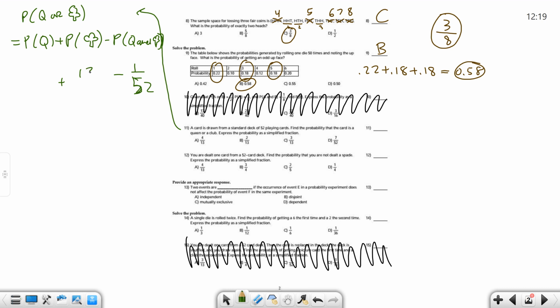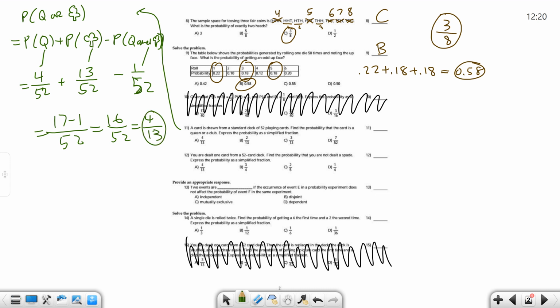And then the probability of a club was 13 out of 52, and the probability of a queen was 4 out of 52, right? There were 4 queens, there were 13 clubs, and there was 1 card that was both. So 4 plus 13 is 17, so this is 17 minus 1 over 52, which is 16 out of 52. And again, 4 goes into both of these. 4 goes into 16 4 times and 52 13 times. So 4 out of 13 is your probability of getting a queen or a club. So A, 4 out of 13 for that one. And it's more important that it's 4 out of 13, not that it's A.